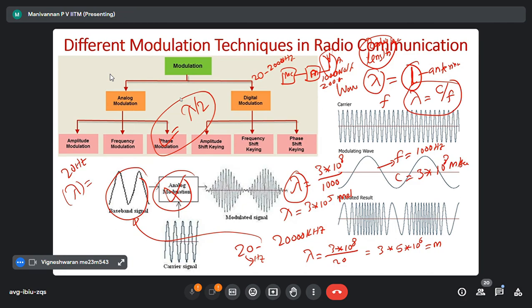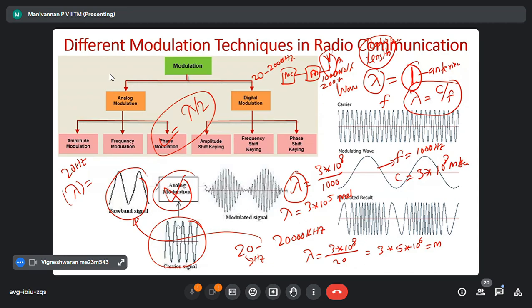Not possible, right? That is why we will convert this 20 hertz signal with a high frequency carrier. Please note that the carrier frequency will be 100, 200, 1,000 times more than the signal frequency.